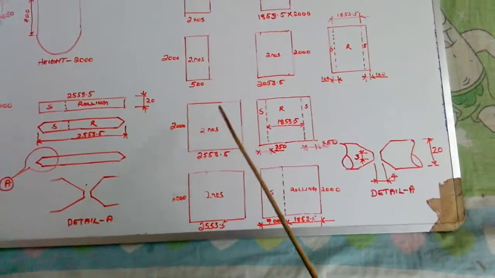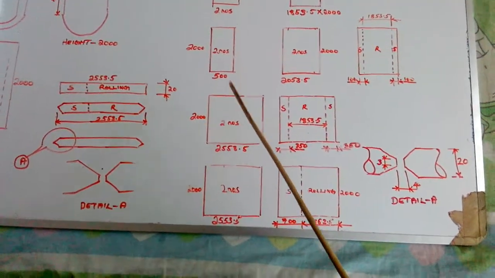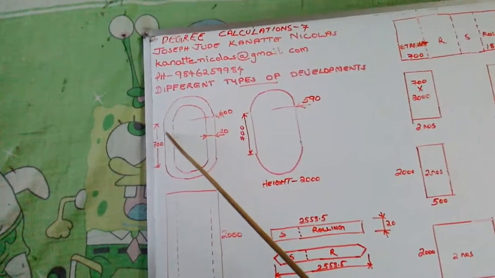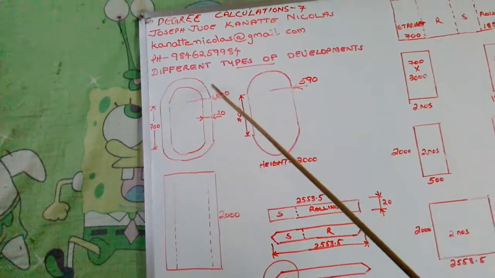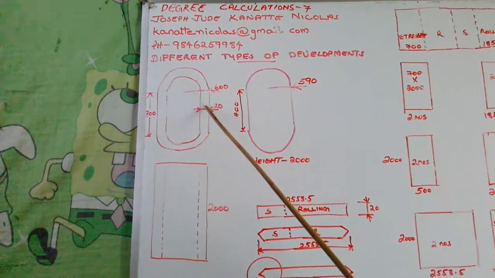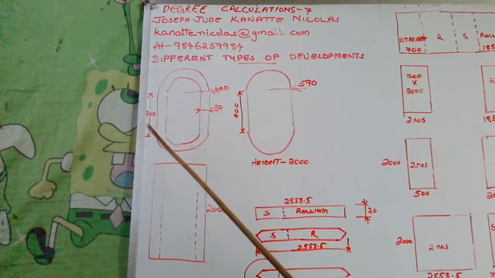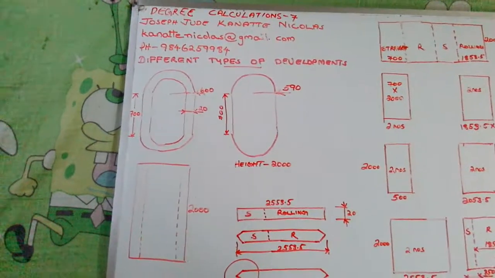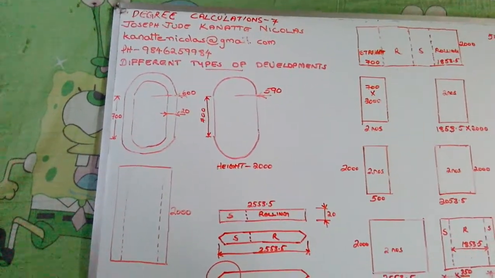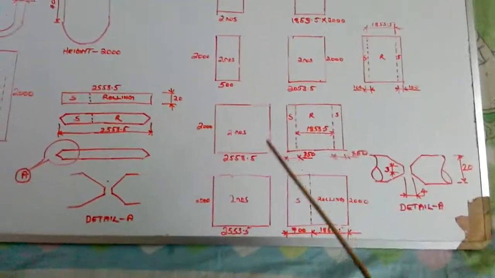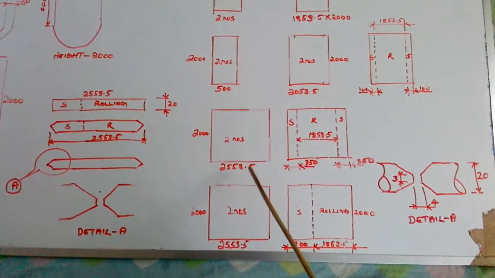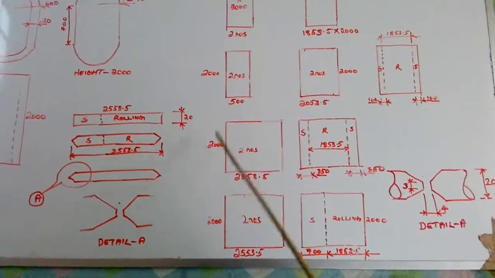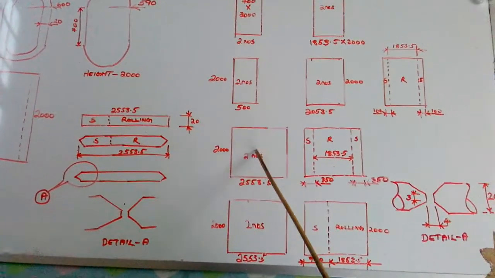But for making this development we can use only 2 pieces, because if we start from the center, 1 piece reaches and covers the center. It means this job's plan, the half portion, has been completed if we roll 1 plate. Its measurement will be 2553.5 into 2000. 2000 is its height. This kind of 2 pieces we have to make.